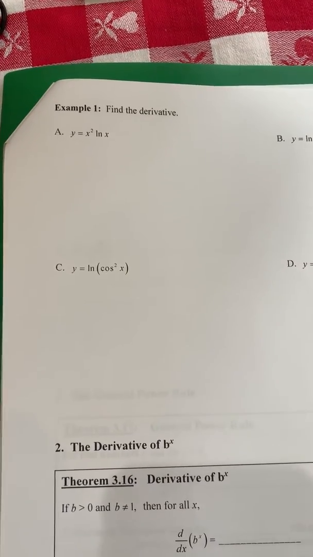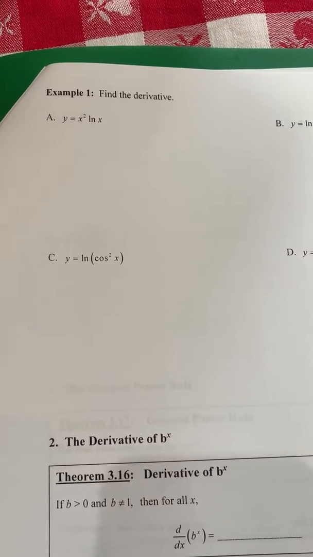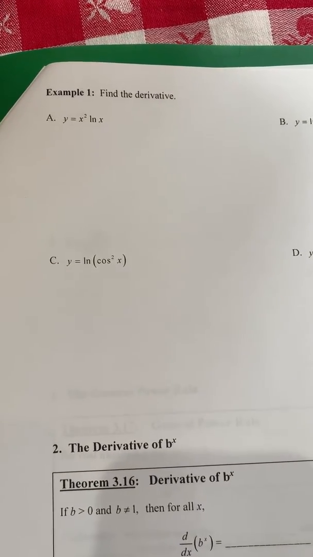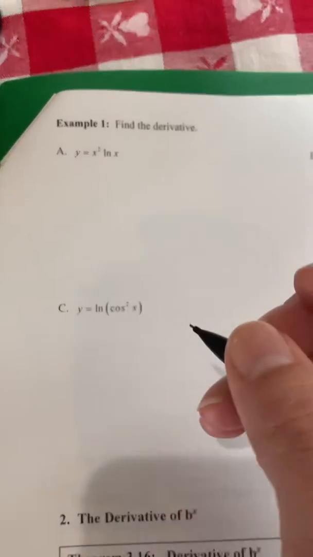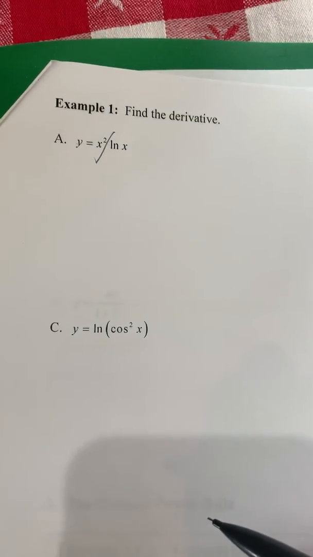Work example 1A and 1C in your 3.9 guided notes. In 1A, we see that we need to use the product rule because we have two functions, x squared and the natural log of x.